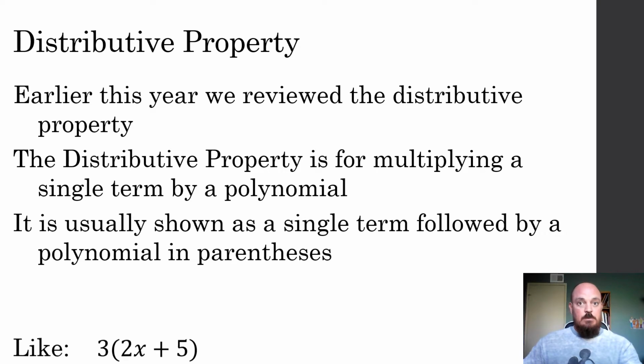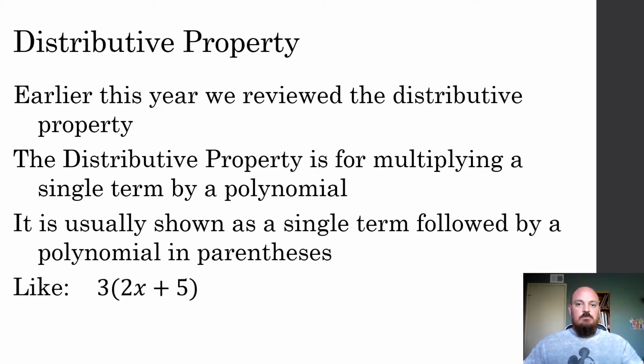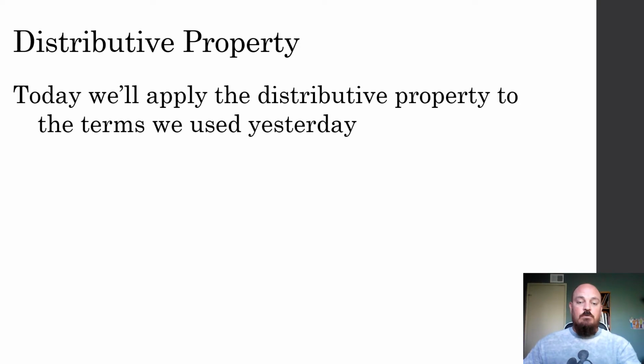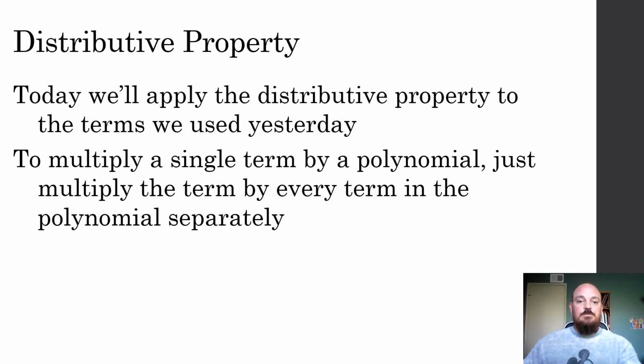Now a simple example of that could look like this. You have 3 times, and then in parentheses 2x plus 5. And you would distribute the 3, and that's what we did. I told you we've already done this year. Now what we're going to change is we're going to make the terms a little bit more complicated, like the ones we worked with yesterday. So basically, instead of just having that nice simple 3 out front, we might have a 10x squared y to the 5th, or something like that. But it's still the same rules.